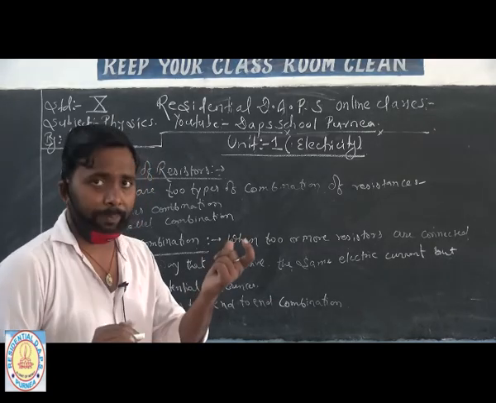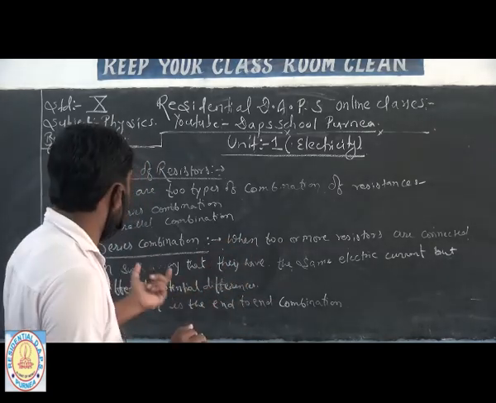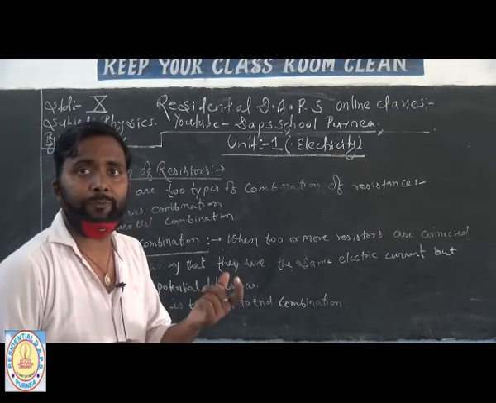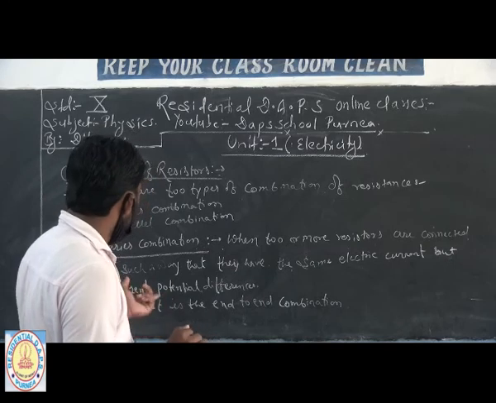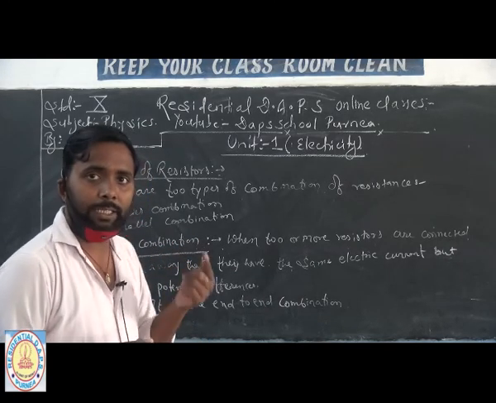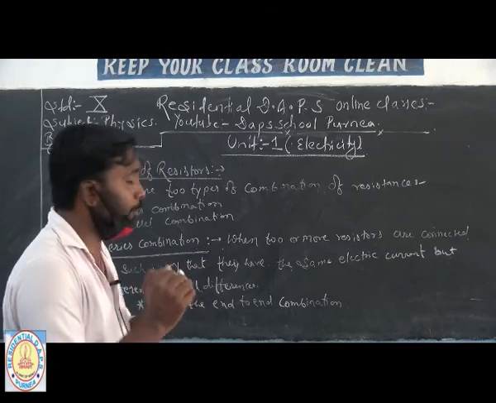All the resistances must have the same electric current, but the different resistors have different potential differences, meaning they must have different voltages. Then we will use the series combination. Another way we can say is that it is the end to end combination.